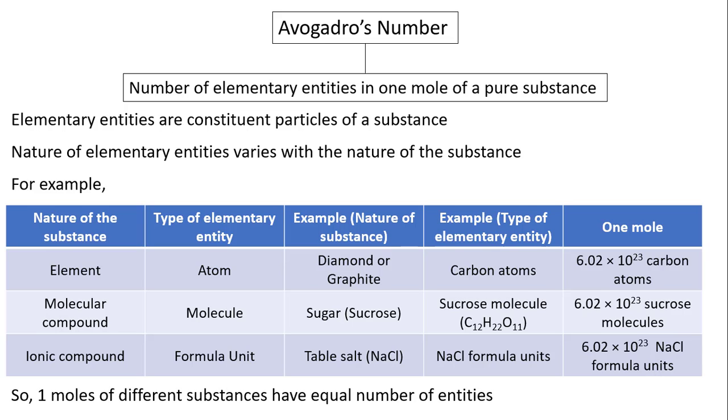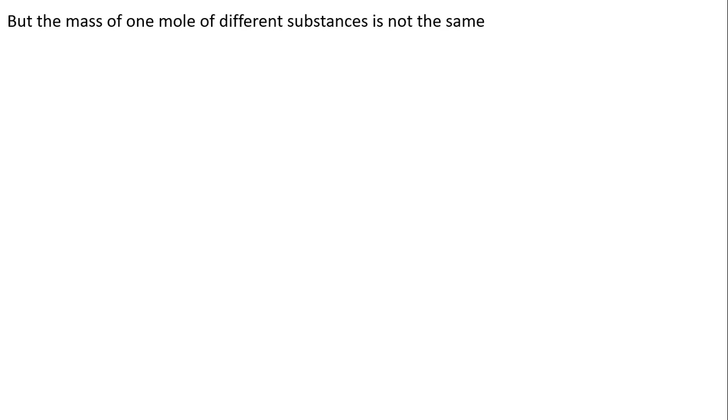Now let's move to the masses. How can we define the mole in terms of mass? When we talk about the mole, it is all about the amount of substance. And when we talk about the amount of substance in terms of the number of constituent particles, the number of elementary entities, we say that we are using the mole.